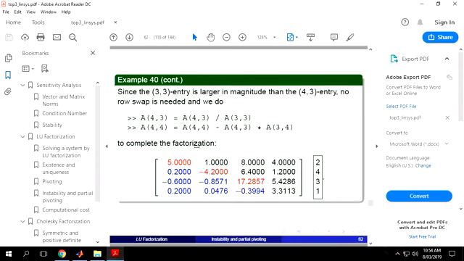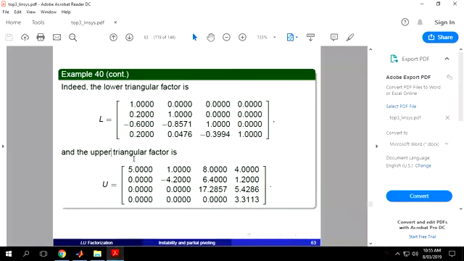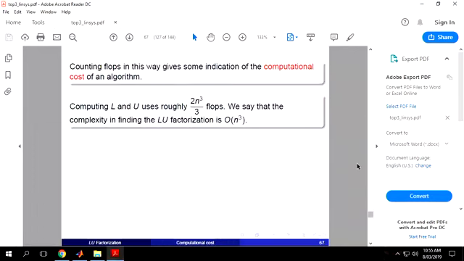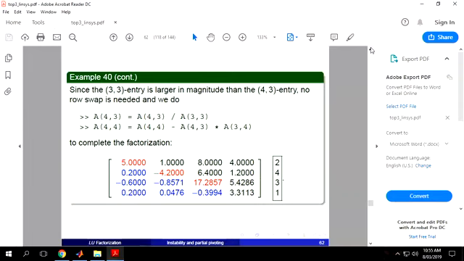So this one is the matrix U, the upper half, and the lower half is just the matrix L. And why do I use only one matrix to store both?